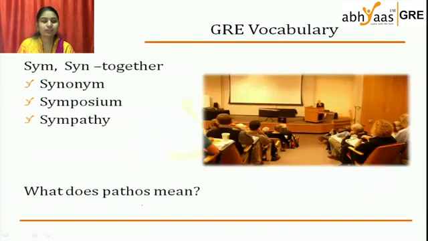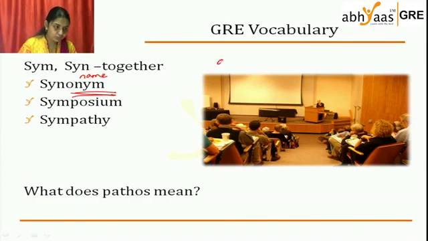Sym actually means together. So, if you take the word synonym, onym is a root word which is related to name. Synonym, similar name. Synonym is a similar word, right? Synonym, similar word. You have this word anonymous.